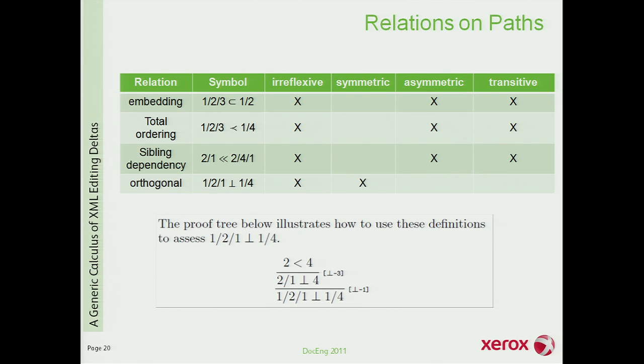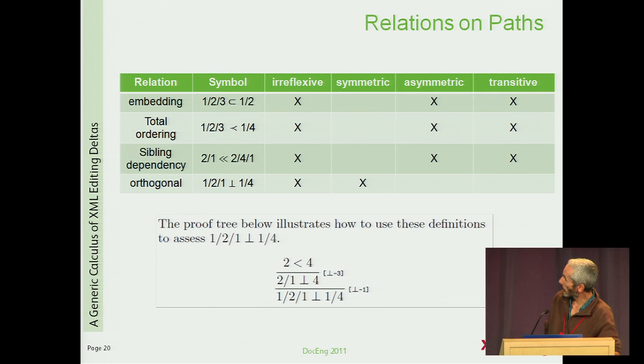But first, we need some powerful tool to reason on paths. And so we came up with four mathematical relationships for paths. The first one is the embedding itself. It's quite intuitive, right? You say that trees are in fact embedded. It's an irreflexive relation, asymmetric and transitive.